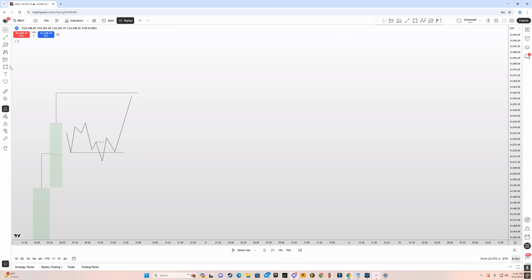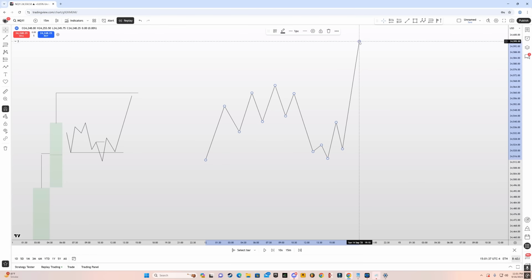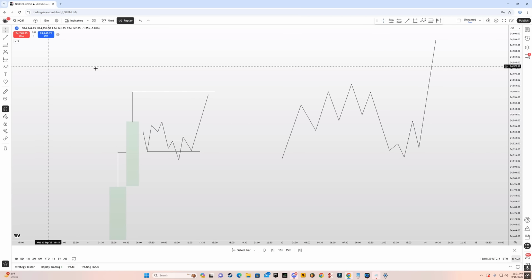Now, a lot of people tell you that the accumulation phase is going to look like this, but it's far from the truth, okay? Accumulation phase can look like this, okay? And then we can get manipulation, and then we can get distribution to the upside, like that. It doesn't have to be this choppy price action. And that's what I'm teaching you right now.